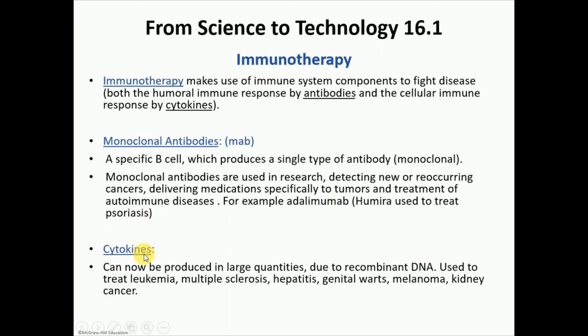Cytokines, we can mass produce cytokines now due to the technology of recombinant DNA. And we're trying to use these cytokines to treat different cancers like leukemia, maybe treat MS, which is an autoimmune disease, hepatitis, genital warts, melanomas, and kidney cancers.